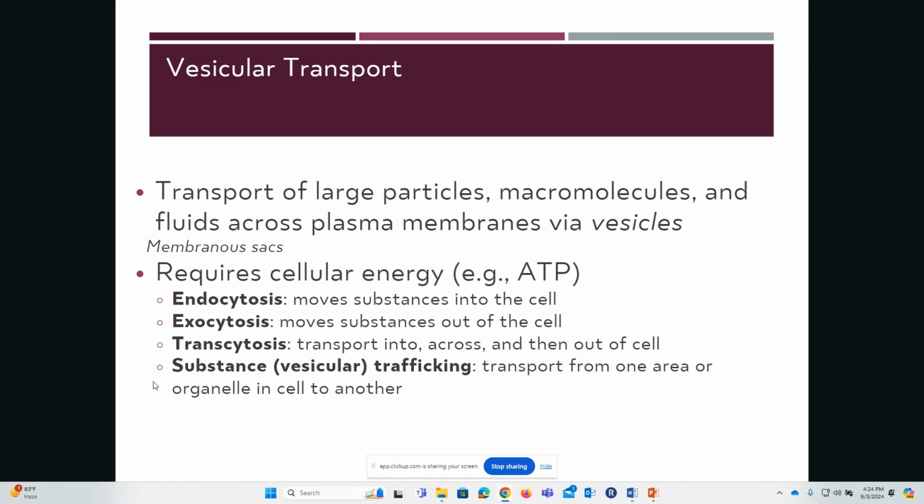There's endocytosis, where we move substances into the cell. Exocytosis, where we move substances out of the cell. Transcytosis, where substances are transported into, across, and then out of the cell. And sometimes just vesicular trafficking, where organelles use vesicles to move a substance from one area to another.